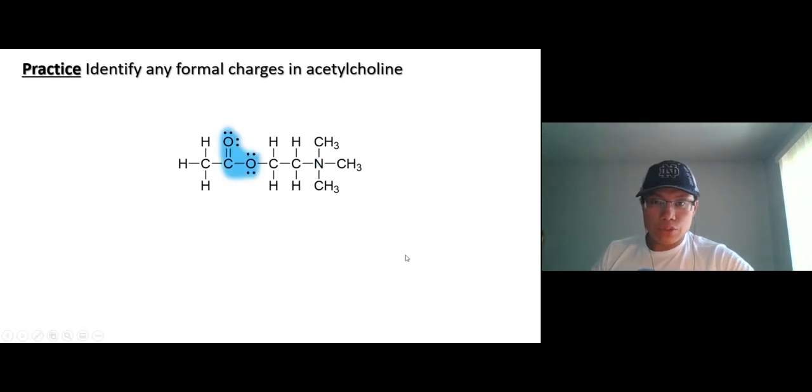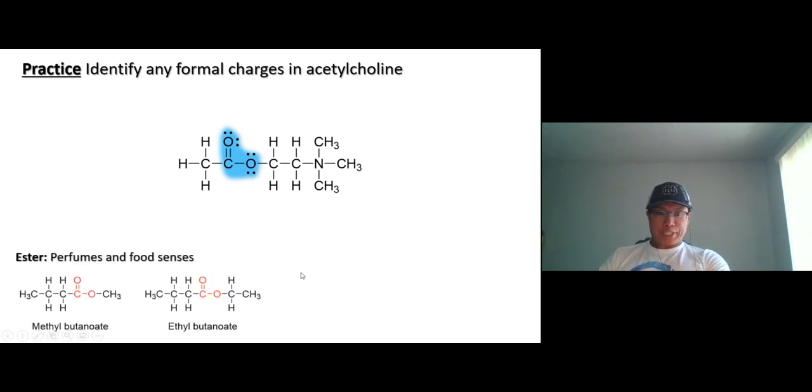All right, next one. I would like to add a little bit more functional groups there, to make you familiar with them. We have C double bond O and O. This one we call an ester, usually used in perfumes or food scents. If you smell something fruity or flowery, it's usually an ester.